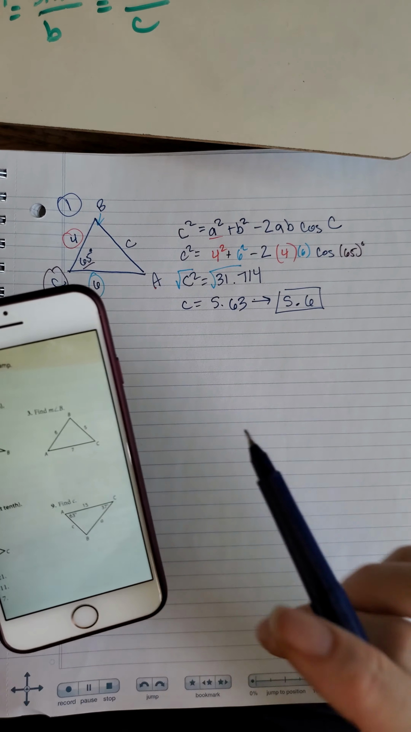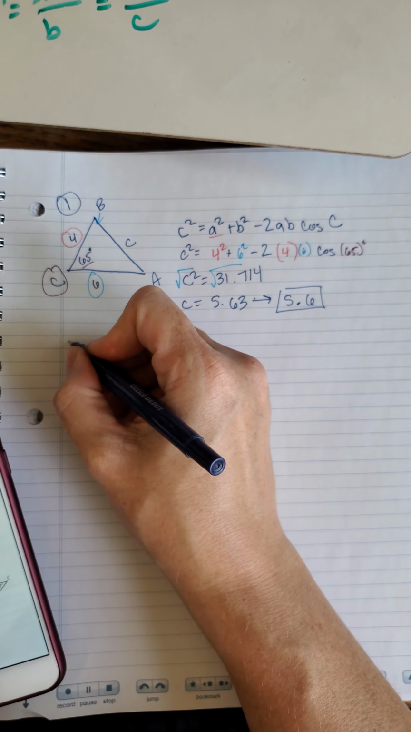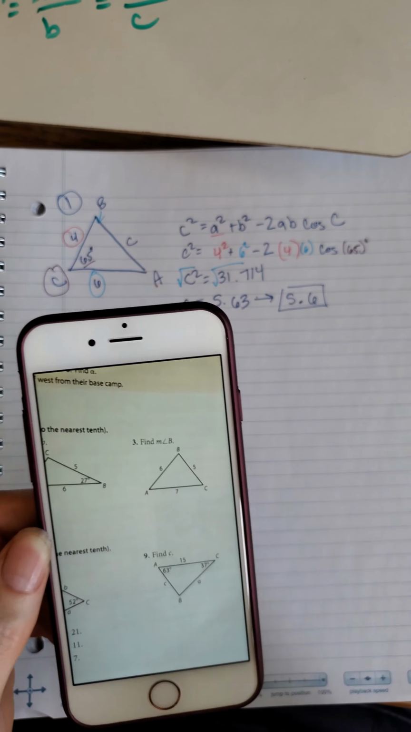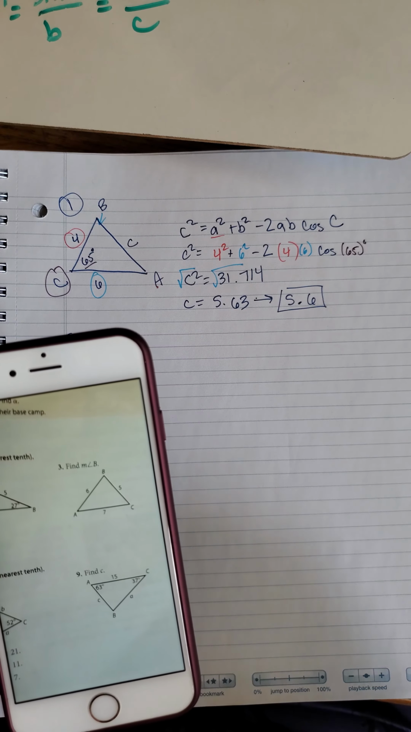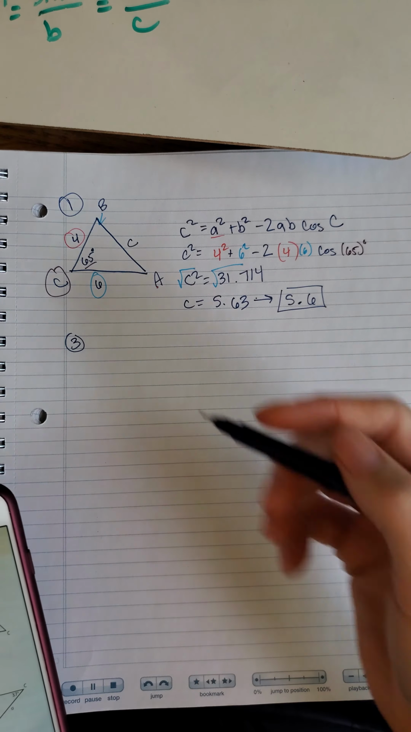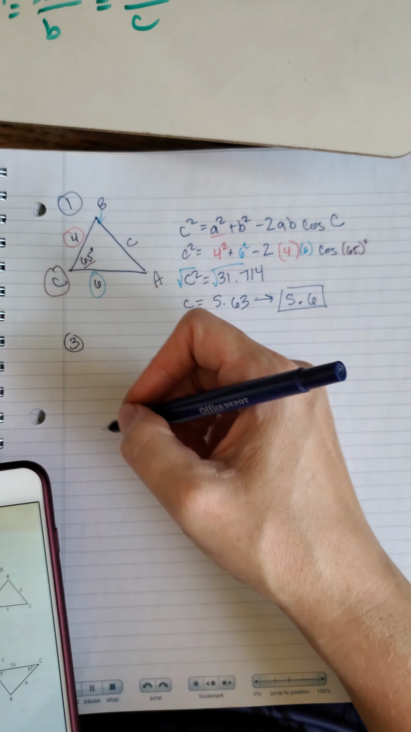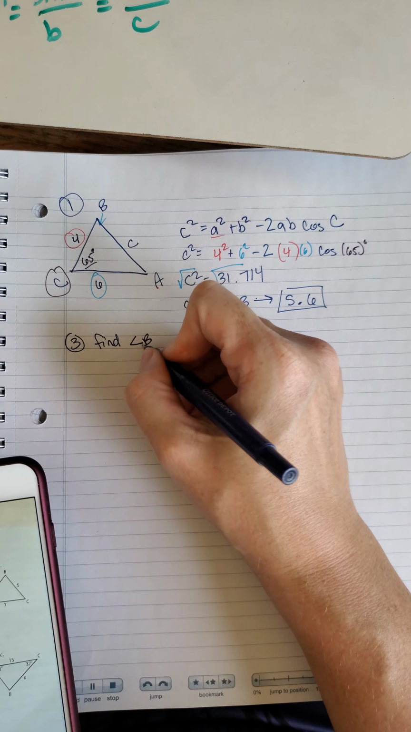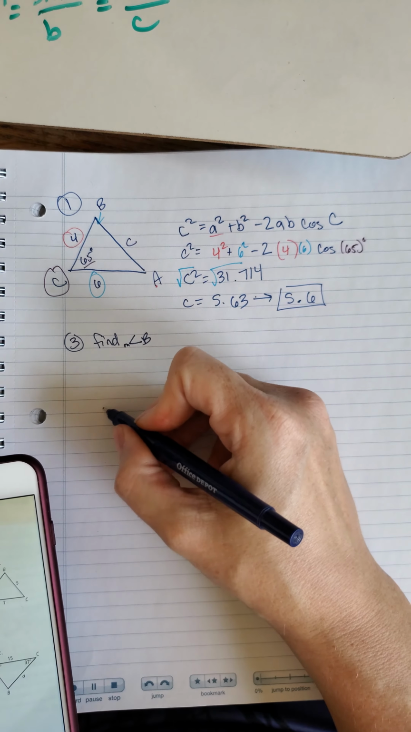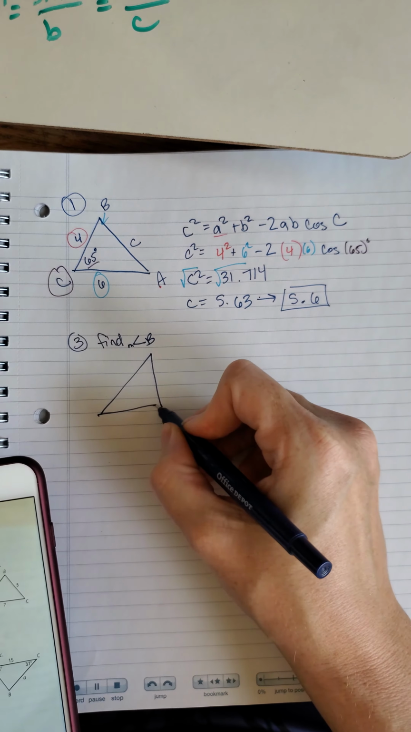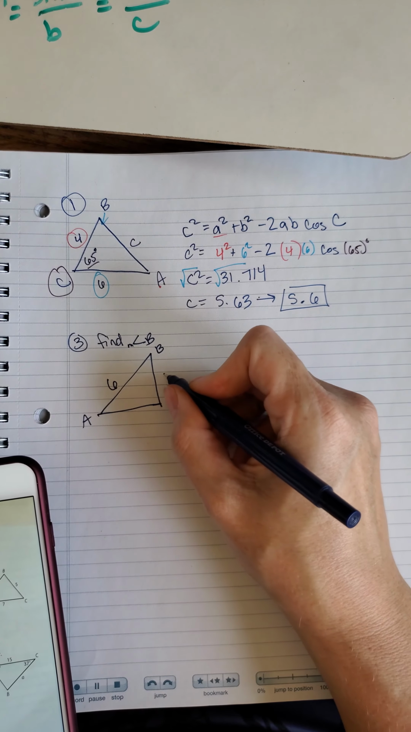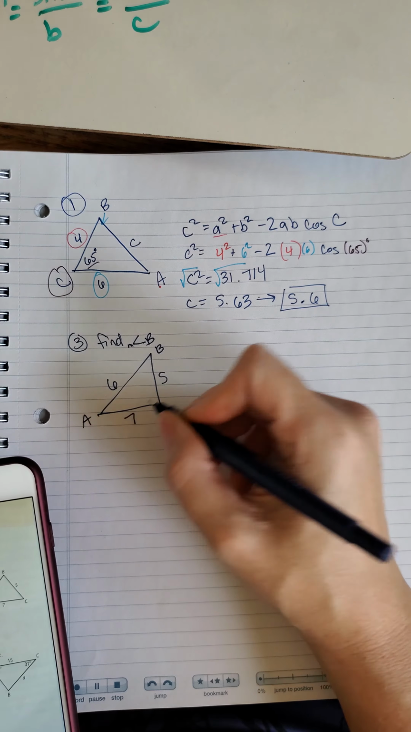Let's go ahead and do number 3 as an example, because on number 3 they gave you only sides. They didn't give you any angles. So this is another case where we have to use law of cosines. They want us to find angle B, the measure of it. So it looks like this: A is 6, B is 5, C is 7.